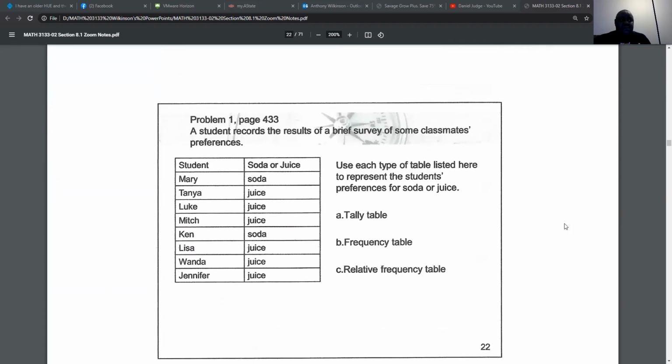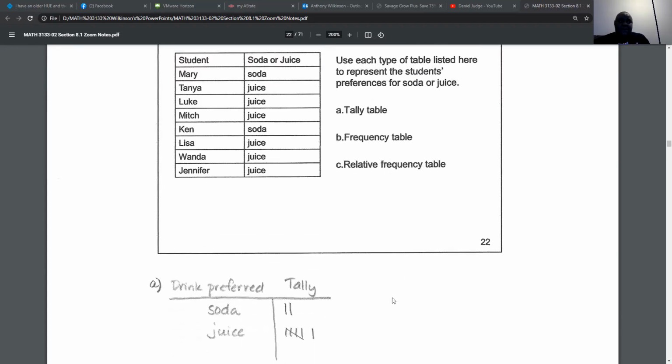All right, so let's look at problem number 1 on page 433 in the text. A student records the results of a brief survey of some classmates' preferences. And here is that table for those 8 students and whether they prefer soda or juice. And here you're going to use each type of table listed here to represent the students' preferences for soda or juice. So here we're going to create a tally table, then a frequency table, then a relative frequency table.